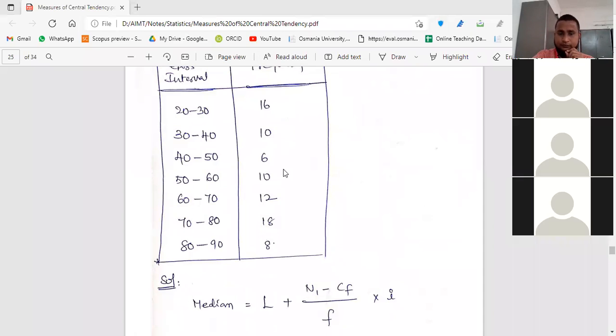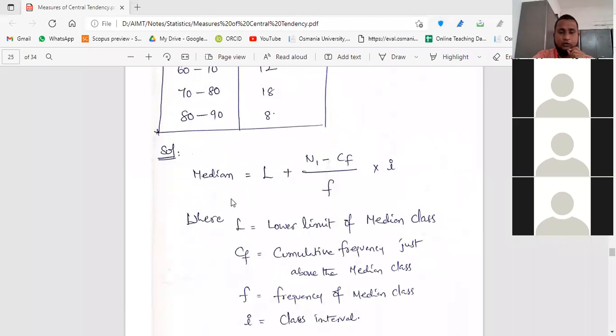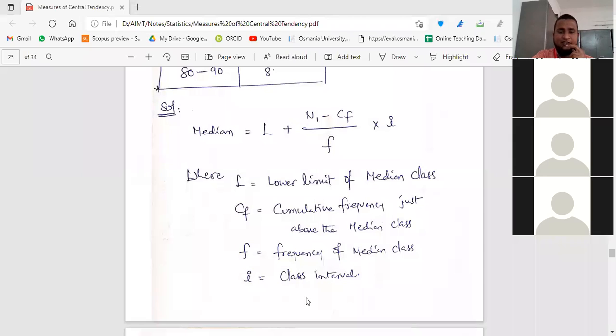Now, here the formula is median equals L plus ((N by 2 minus CF) by F) into I. L is the lower limit of the median class. CF is the cumulative frequency just above the median class. F is the frequency of the median class. I is the class interval. While solving the problem, you will understand what the median class is and what is just above the median class.